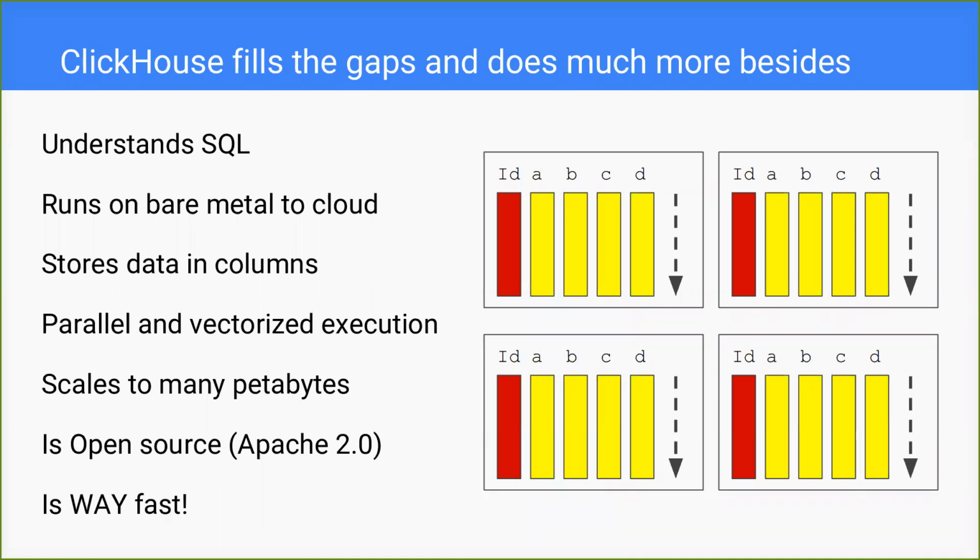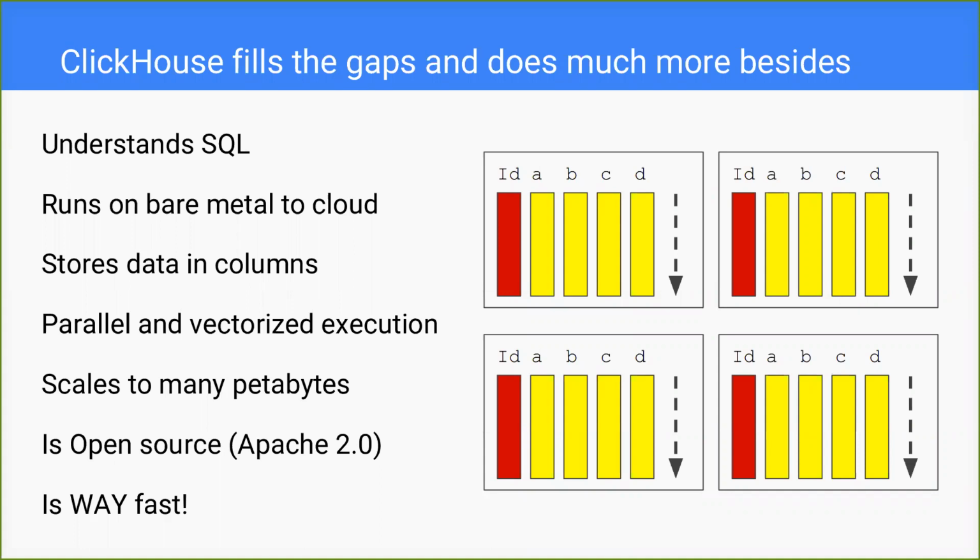It stores the data in columns. This is actually very important because it gives us enormous efficiencies in the amount of IOs that we have to do on read. It also means that we can do those IOs, both for reads and writes, very efficiently by always doing sequential IO. This is important because it allows us to use hard drives very efficiently as well as other storage types. It has parallel and vectorized execution.